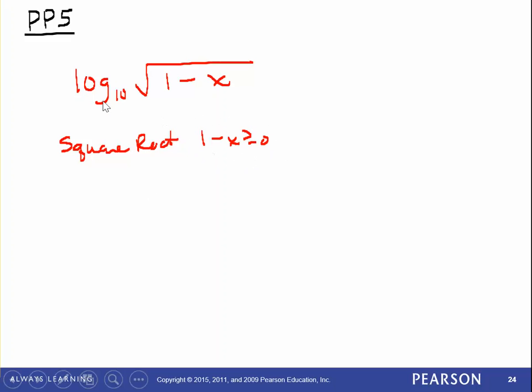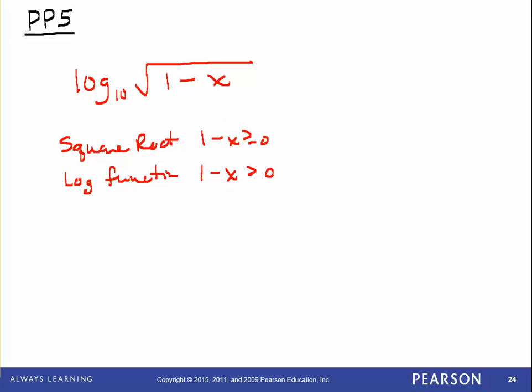Now, because it's a log function issue, we say that 1 minus the square root of x has to be greater than 0. So now my question is, what is more limiting? What is a more limiting agent here? x greater than or equal to 0, or 1 minus the square root of x greater than 0? And of course, it's the second one.